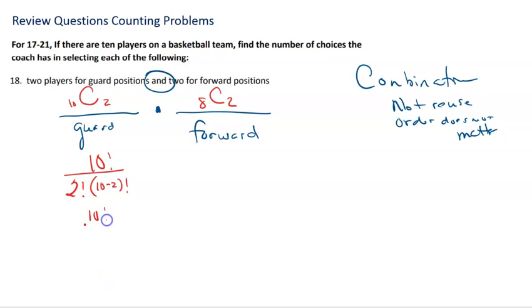That's 10 factorial divided by 2 factorial times 8 factorial. Remember the rule is you write the top down to match the biggest one on the bottom. So that's 10 times 9. The 8 factorials will cancel, and then I have 2 times 1 here. And we'll calculate that in just a minute.